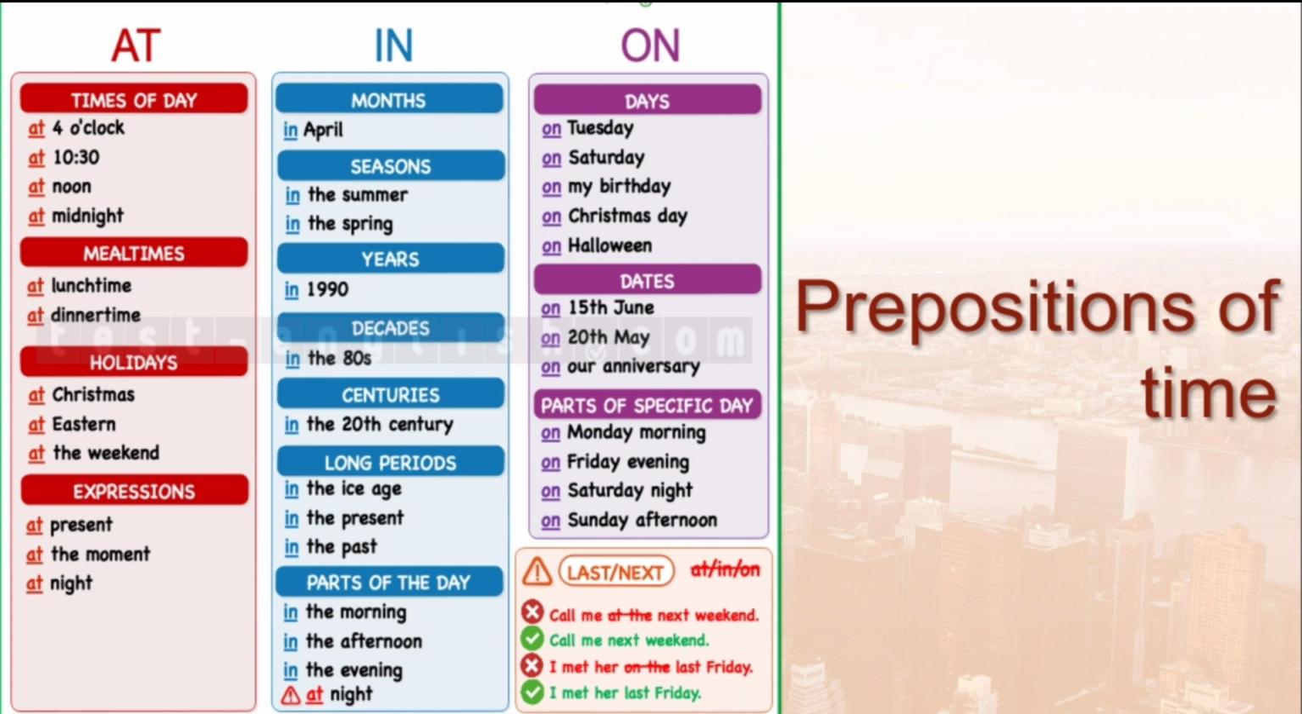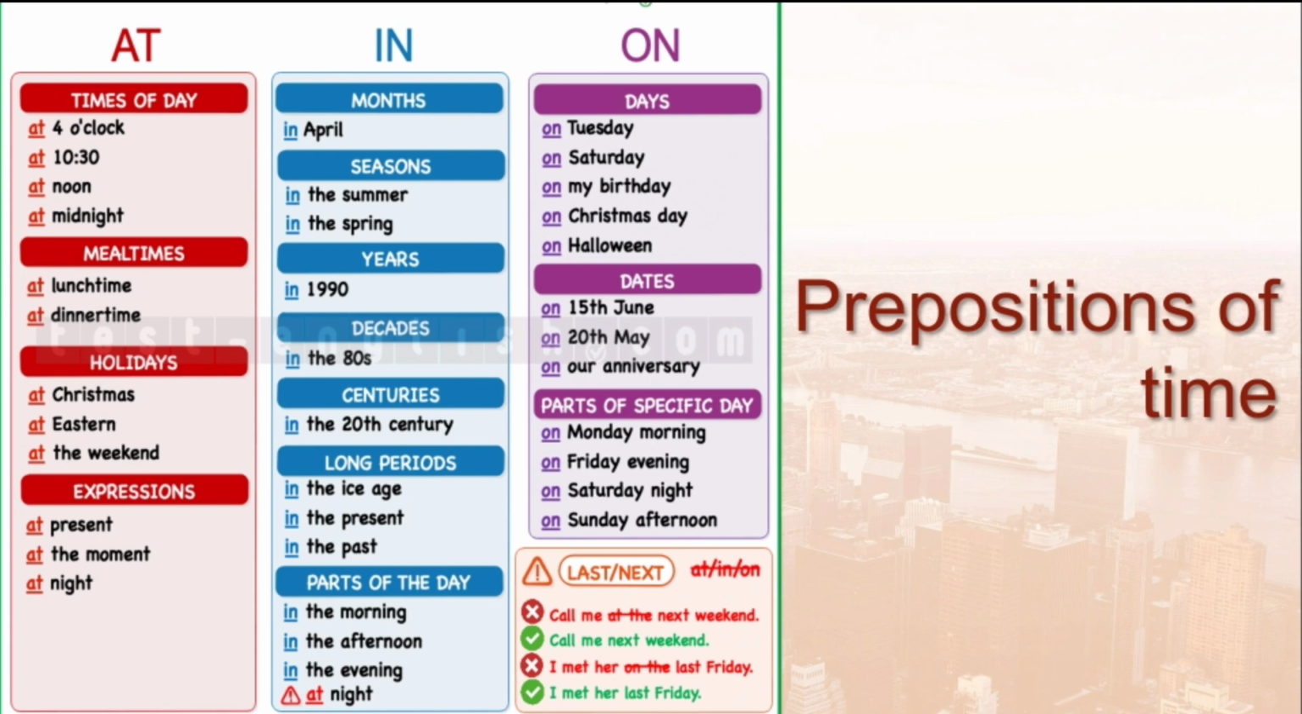The first preposition of time that we are going to discuss is at. So at is first of all used to talk about times of the day or the time by the clock. So we say at 4 o'clock, at 10:30 or at noon or at midnight. Noon, as you all know, is 12 p.m. and midnight is 12 a.m.